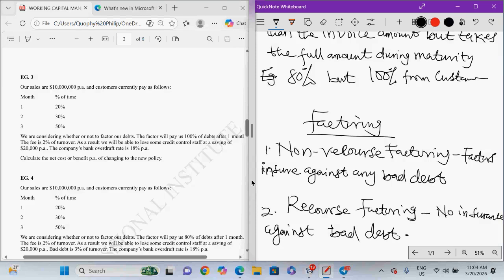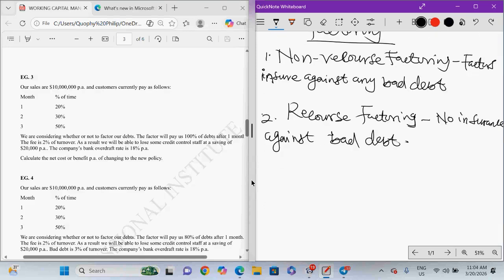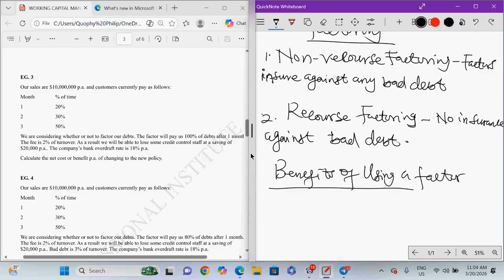So that is it. Then you have to look at the benefits of using a factor. What do you think are some of the benefits and some of the disadvantages of using a factor? It's also a likely question. What are some of the benefits when you use a factor?